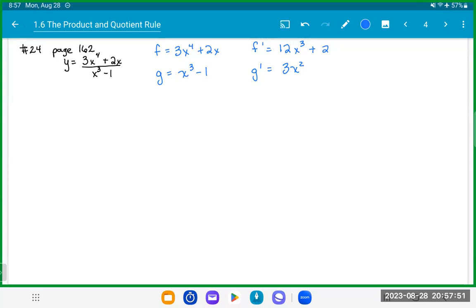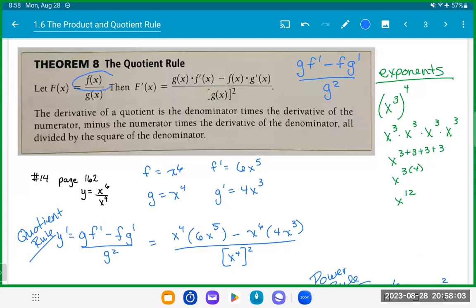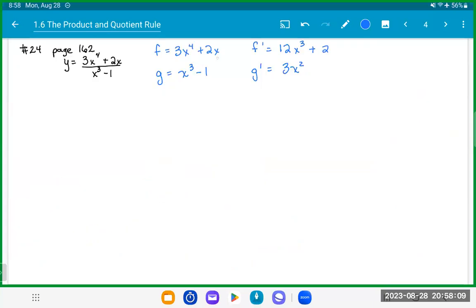Yes, could you explain that again? Yeah. So our f function is our numerator, based on the theorem that we had over here. Our g function is the denominator. And so that's how I picked those pieces out. Right? So the numerator is our f function, the denominator is our g function. And then we just do the derivative of each of those. So the derivative of 3x to the 4 is 12x cubed. The derivative of 2x is 2. So the derivative of that whole function is 12x cubed plus 2.